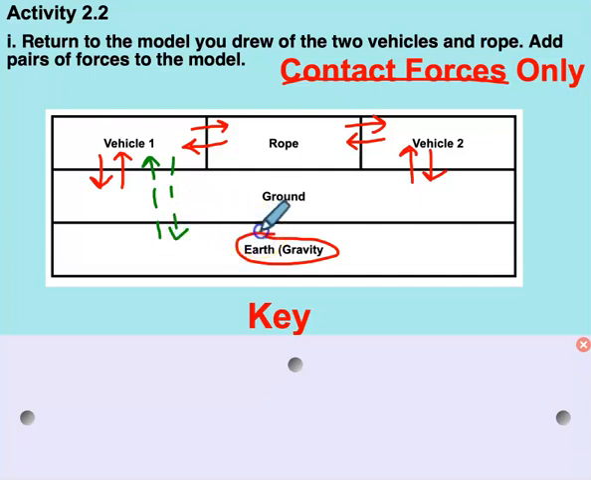on vehicle 1. Same thing for the rope. The rope is actually pulling up on the earth, and the earth is pulling down on the rope. Same thing for vehicle 2. So you can see we get lots of arrows in here. Now I'm missing something. Gravity is actually pulling down on the rope, and the rope is actually pulling up on the earth. So I have to have those sets of arrows.